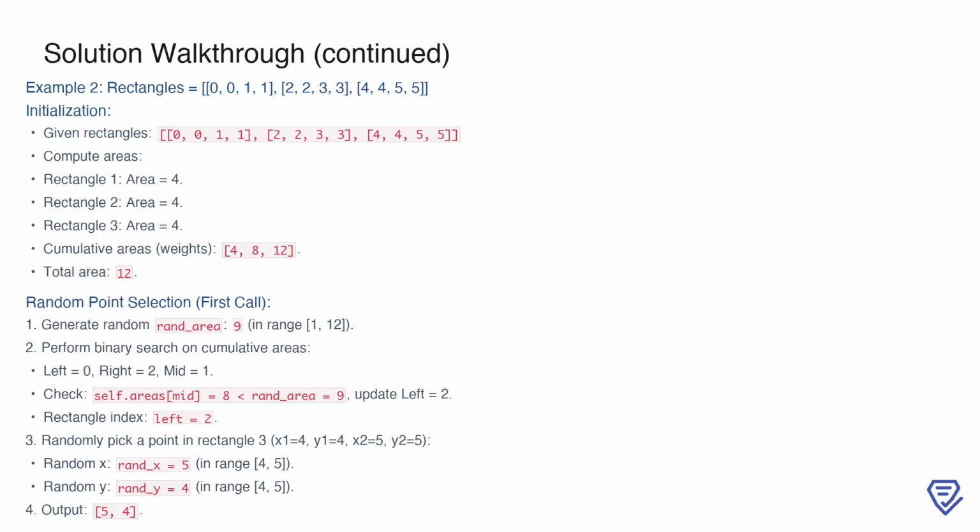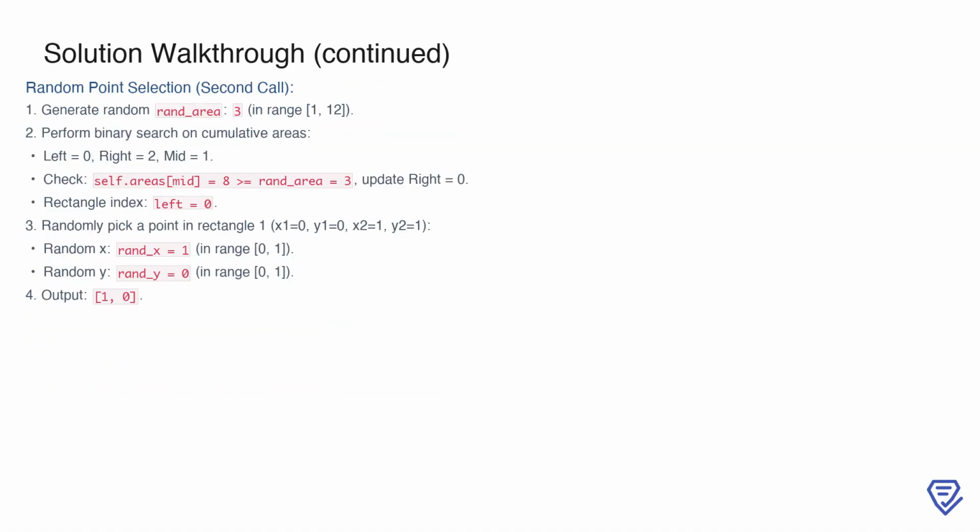Within rectangle 3's coordinates, 4, 4, 5, 5, we randomly choose x and y values. For x, we pick a random value between 4 and 5, which is 5. For y, we pick a random value between 4 and 5, which is 4. Therefore, the output is 5, 4.